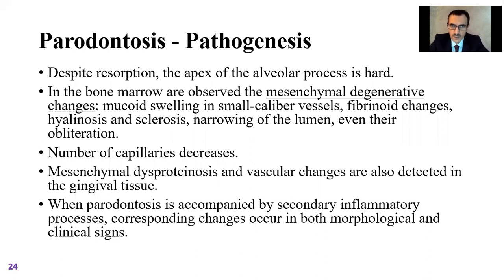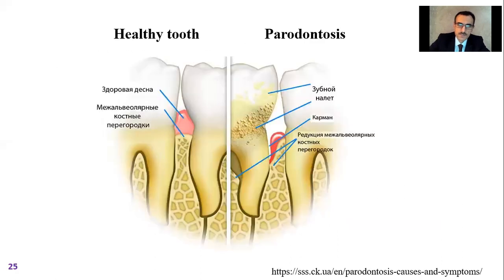In the bone marrow are observed mesenchymal degenerative changes, mucoid swelling in small caliber vessels, fibroid change, hyalinosis and sclerosis, narrowing of the lumen, even obliteration. The number of capillaries decreases. So the mesenchymal dysplasia and vascular changes are also found in the gingival tissue. When parodontosis is accompanied by a secondary inflammatory process, corresponding changes occur, both morphological and clinical signs.